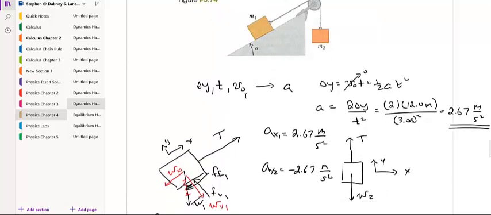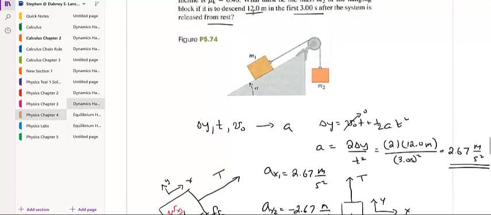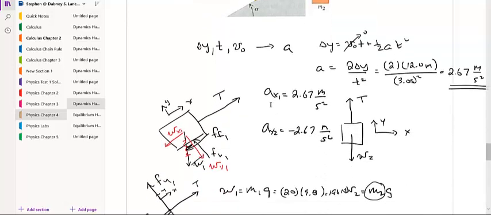So let's kind of review what we did here. We used the one-dimensional equations to calculate the acceleration to satisfy these 3 requirements: change in displacement, time, and initial velocity. So we got 2.67 meters per second squared. As far as these specific objects, object 1 and object 2, the acceleration here is up the ramp. So that's positive 2.67. And this one's falling down at the same rate, except it's negative because it's going negative y, whereas positive y is directed upward.